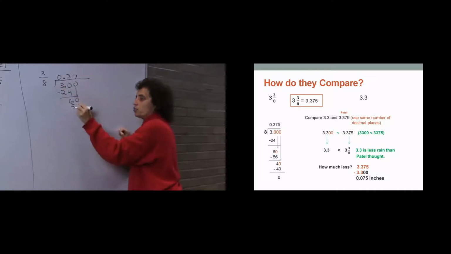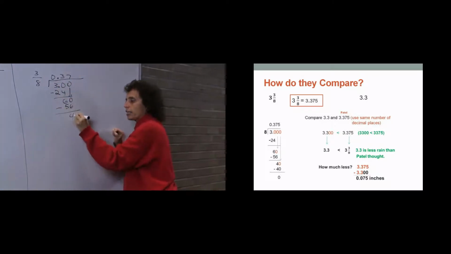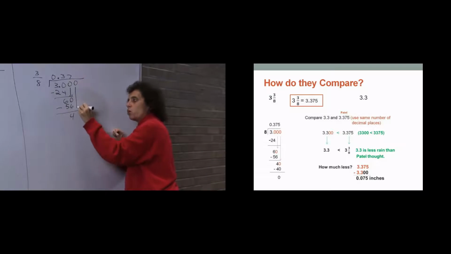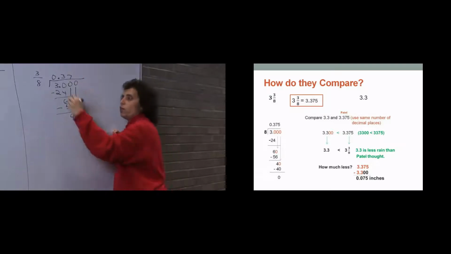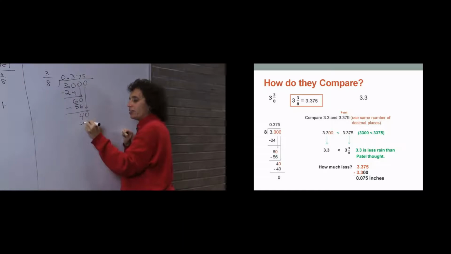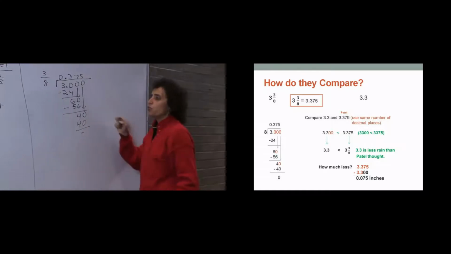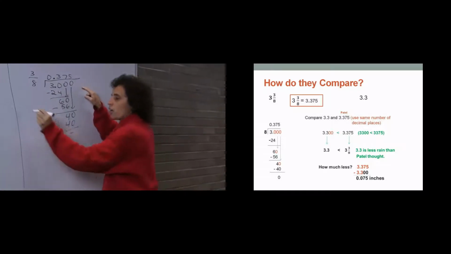8 into 60 is 7. 8 times 7 is 56. Subtract, I get a 4. Add a 0, bring it down. 40 divided by 8 is 5, and that's a beauty because that's 40. So this is 0.375.